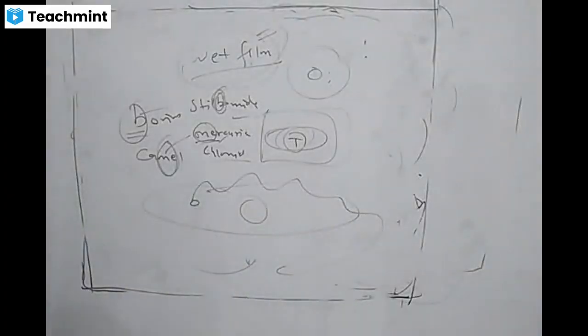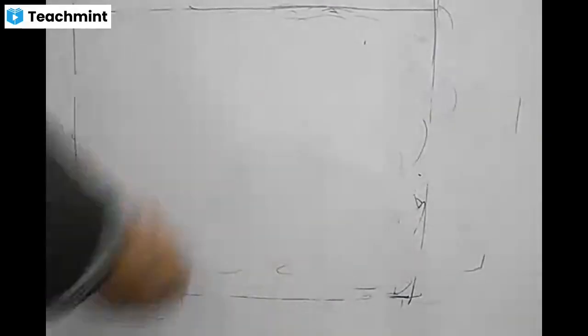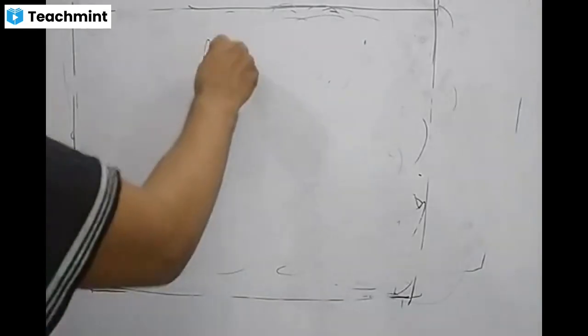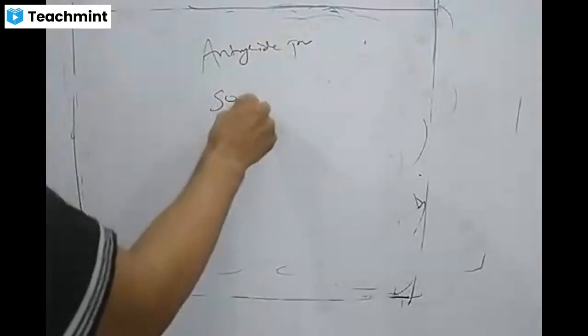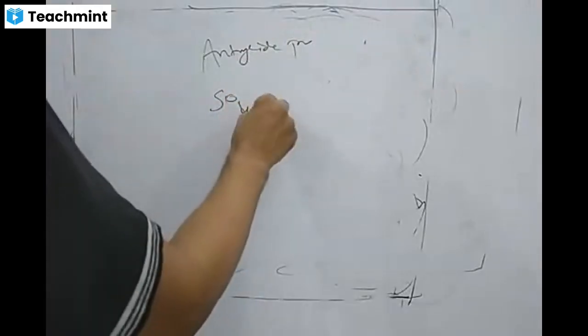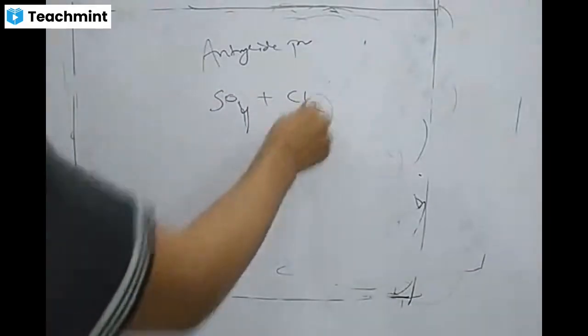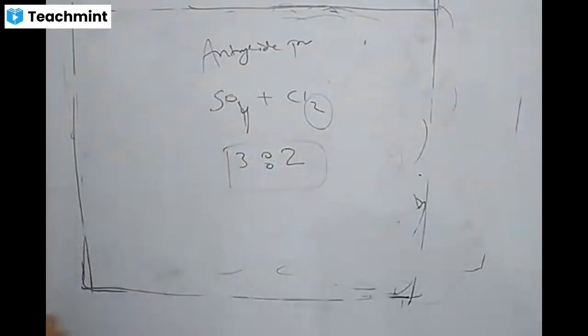Then drug of choice: quinapyramine sulfate and chloride combination. How to remember that? That combination is called Antrycide Prosalt. There is sulfate, SO4, plus chloride, Cl2. So these two are combined in a ratio of 3:2. Then how to remember which is 3, which is 2?